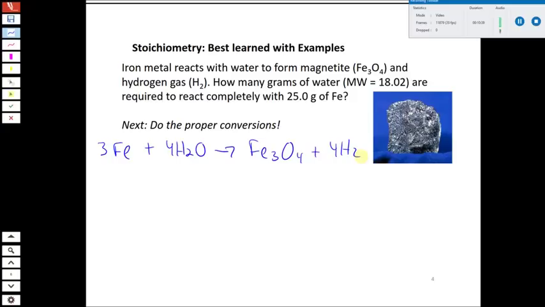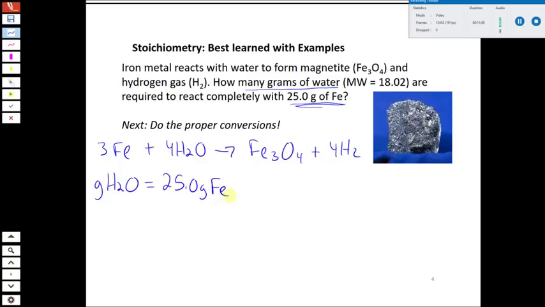This time it's going to be a more common one, which is mass to mass. So we're given a mass of one of our reactants, iron, and we want to know the mass in grams of water that reacts with that. So this is a more practical way, at least, of doing stoichiometry. We don't usually need to know how many molecules are involved like we did last time. So we're looking for the grams of water. And so again, we're going to write out what we're looking for, and we're going to start with what we're given, which is going to be 25 grams of iron.